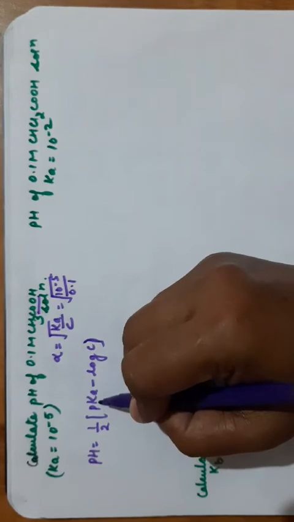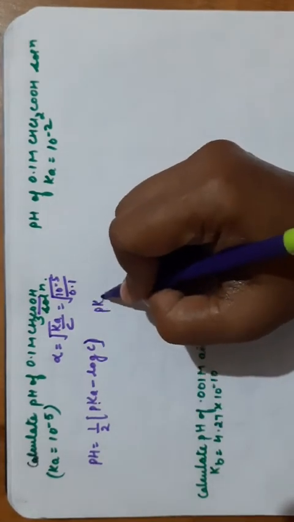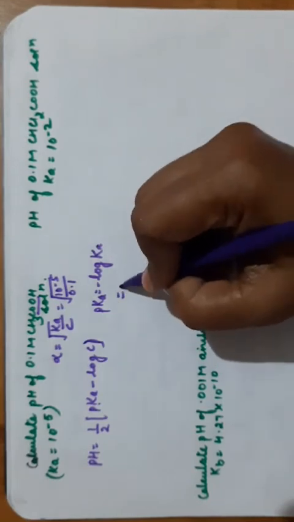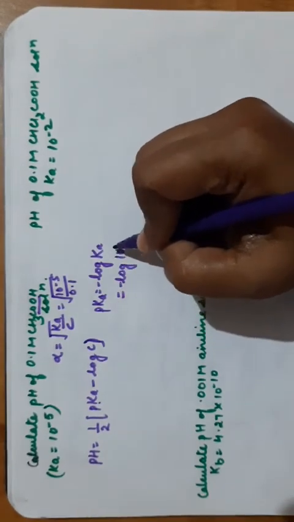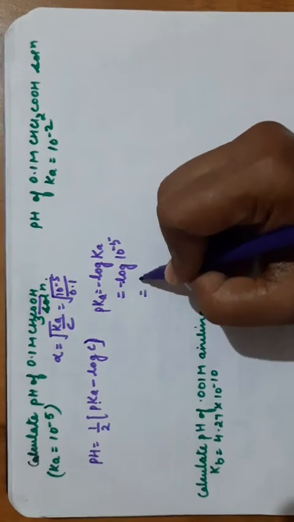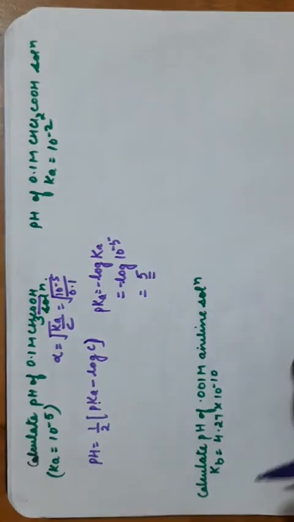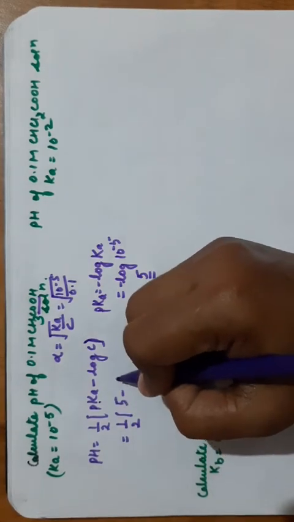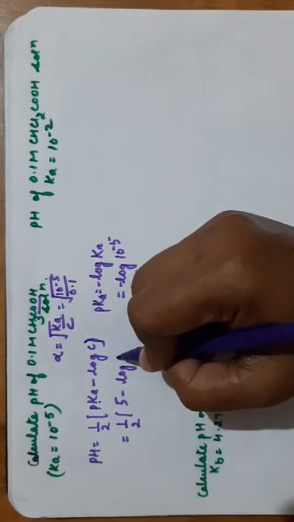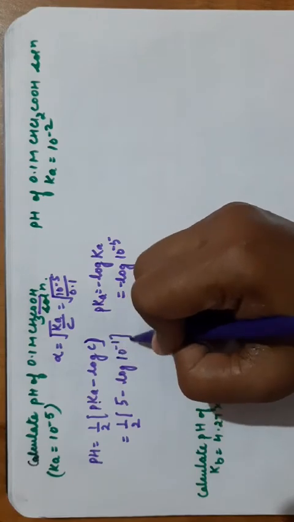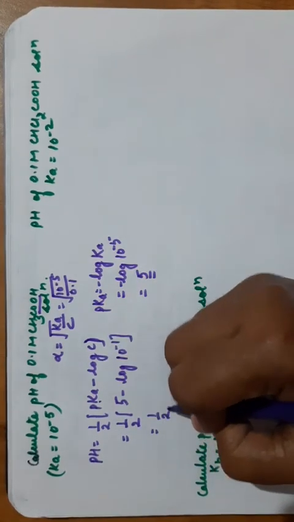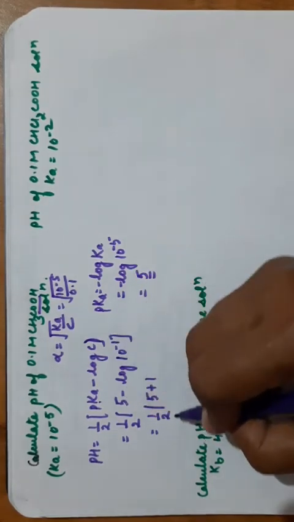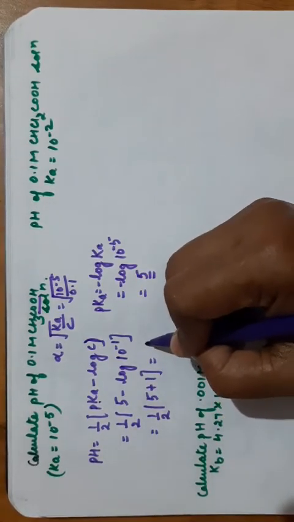Now for this we need the value of pKa. pKa can be calculated as minus log Ka. Ka is given, 10 power minus 5. So minus minus plus 5, 5 log 10, it will be 5. So we can put the value here: half 5 minus log, what is the concentration? 0.1. So 10 power minus 1, it will become half 5 plus 1. So we will get the pH is 3.